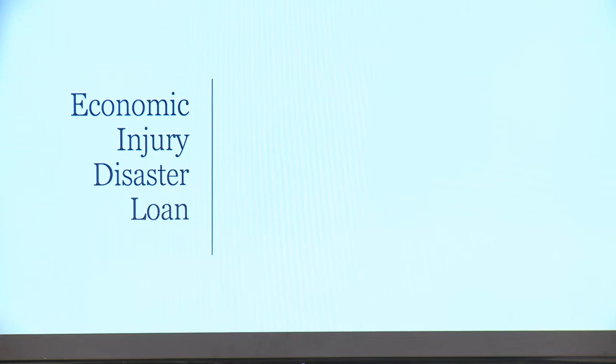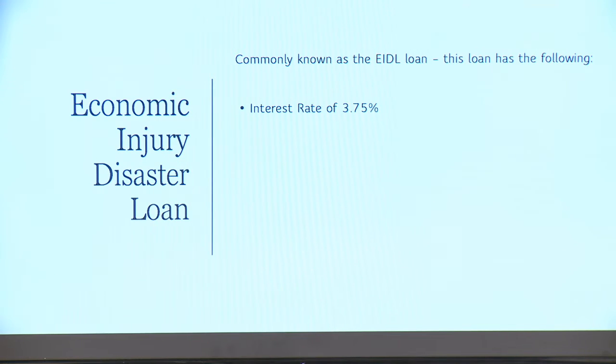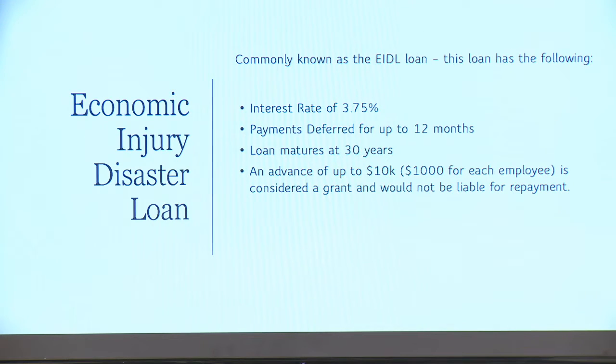So we're going to start off with the Economic Injury Disaster Loan. Again, this is commonly known as the EIDL loan. It's got an interest rate of 3.75%. The payments are going to be deferred for up to 12 months, and the loan matures at 30 years. As part of the EIDL loan, there was an advance of up to $10,000. It was $1,000 for each employee that each small business had, and this would be considered a grant and would not be liable for repayment.